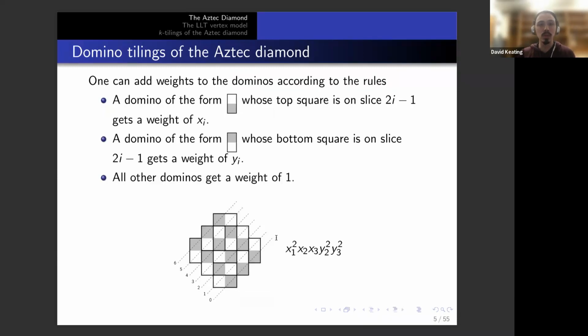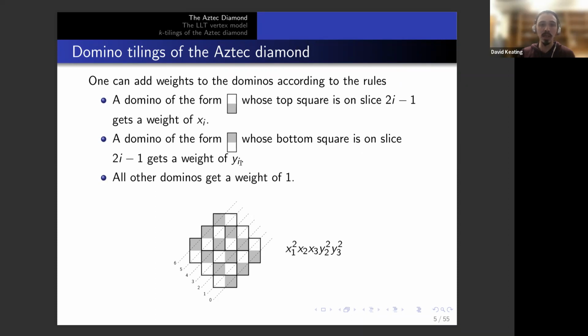We can add weight to these dominoes. So we're going to add weights to vertical dominoes, where we first label the diagonal slices of our checkerboard from 0 to 6 in the case of rank 3, but 0 to 2m in the case of rank m. And we'll assign a domino a weight of xi if it's vertical, with the white face being in slice 2i minus 1. So for example, these 2 vertical dominoes have the top face being in slice 1. So that's 2 times 1 minus 1. So they get an x1 each, and we get an x1 squared.